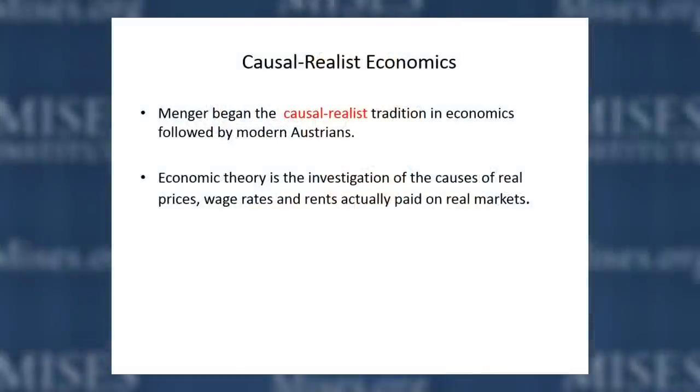So what Menger established was what we call a causal realist economics. He was interested in what the causes were in determining prices in the real world. And so he began that tradition. So primarily, economic theory is about investigating the causes of prices in all their forms, okay, including wages, rents, interest rates, and so on.